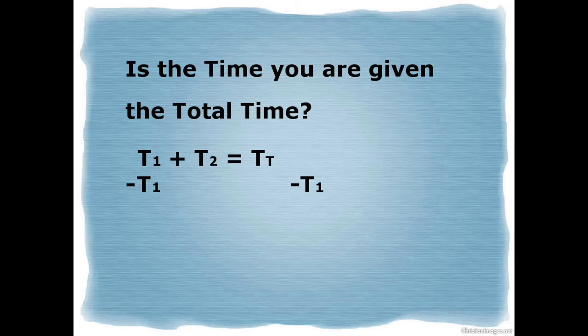Subtract T1 from both sides, just like we did for distance. And we're going to end up with T2 equals T total minus T1. And of course, you can end up with T1 equals T total minus T2. It doesn't matter which way you do it. Just make sure that the total is positive and the T1 or the T2 is subtracted.